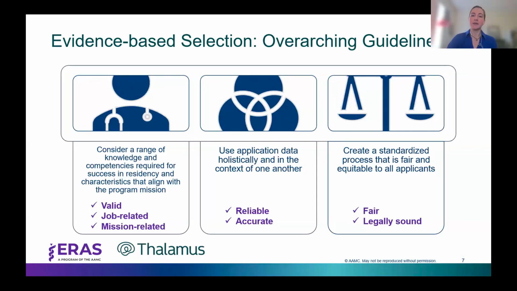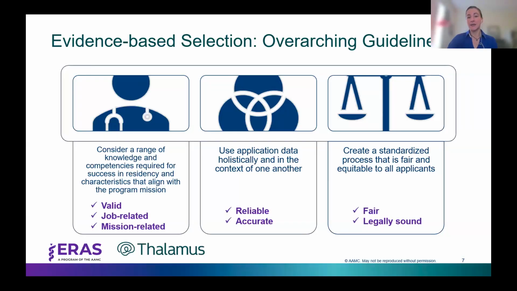Here are 3 guidelines for designing an evidence-based selection system. First, we need to start by considering the job and the program mission and what it takes to be successful. This is a critical step to finding applicants best suited for your program.